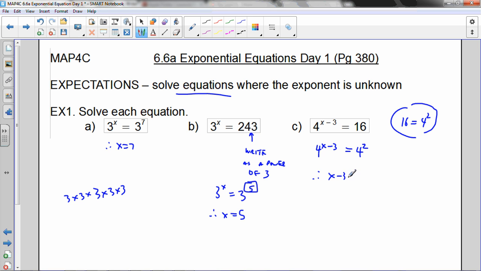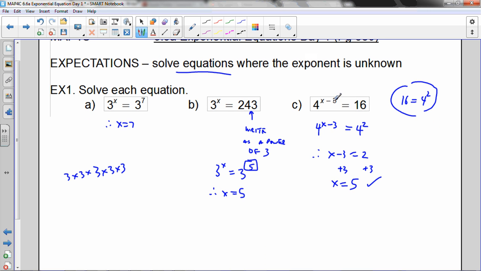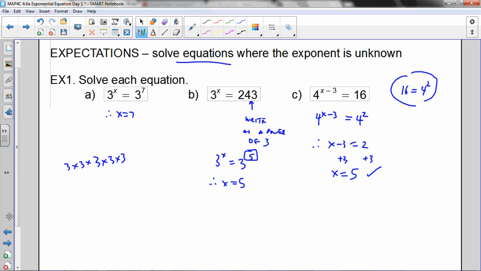Now, notice what happens on this one. I'm not done yet. I've got a little more work to do here to find x. Well, this is just a little tiny grade 9 equation. I get x equals 5. That's done. I could always put that back in to check. It would work out. Is that it for this slide?